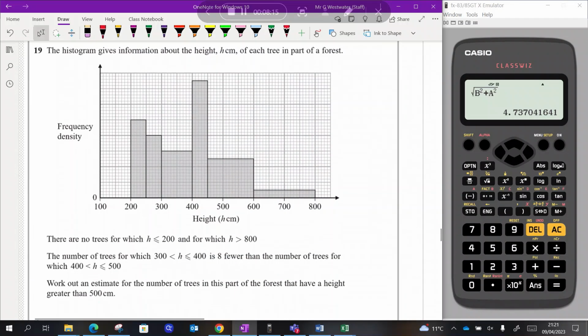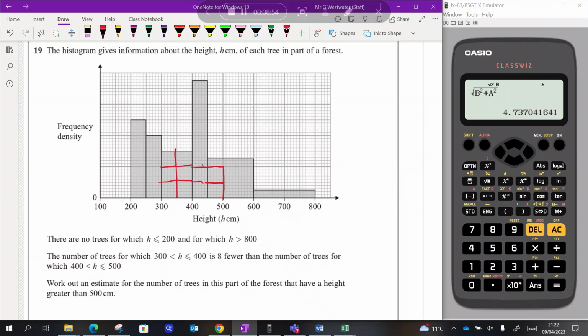On to question 19, and we've hit histograms. So remember, the key thing with histograms is the area represents frequency. So it says there are no trees below 200 or above 800. The number of trees for which the height is between 300 and 400, so this amount here, which if we think about it is 6 of those 5 by 5 boxes, is 8 fewer than the number of trees between 400 and 500. So actually let's see how many of those big boxes we've got here.